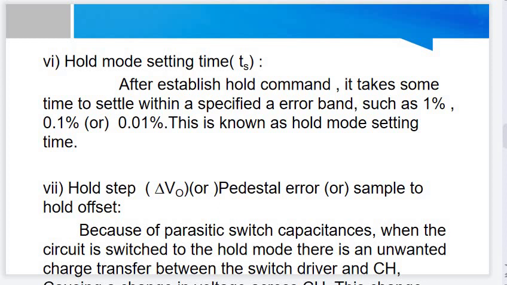Hold mode settling time, TS. After the hold command is established, it takes some time to settle within a specified error band such as 1% or 0.1% or 0.01%. This is known as hold mode settling time.